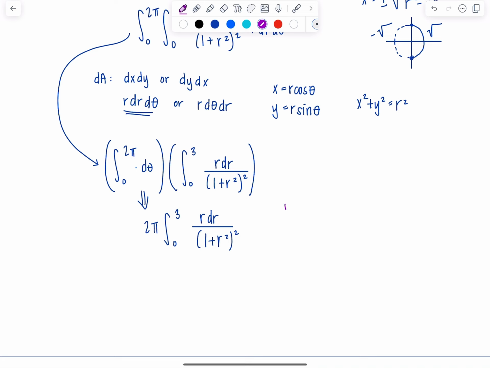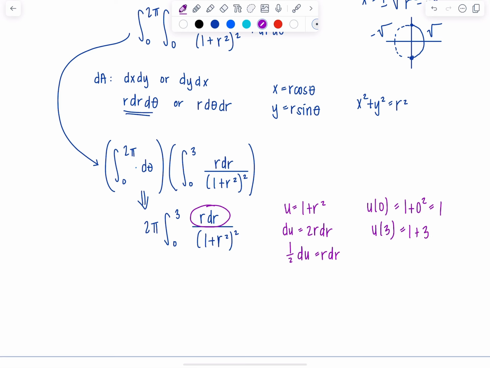So let's let u equal 1 plus r squared. Then du is going to be 2r dr. What's in my integral? Just r dr. So that means 1/2 du is r dr, which I have right here. Also, we need to change our limits of integration. So u of 0 is 1 plus 0 squared, so that's 1. And then u of 3 is 1 plus 3 squared, which is 10.